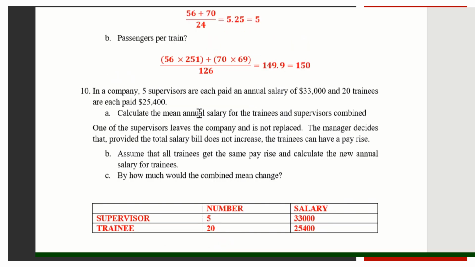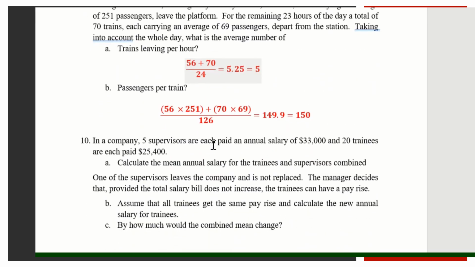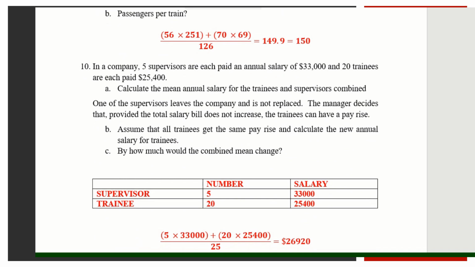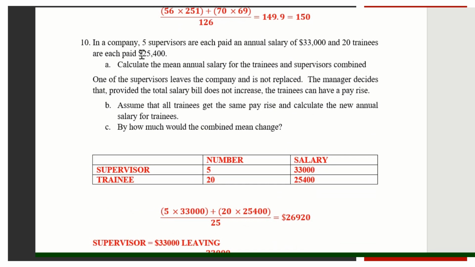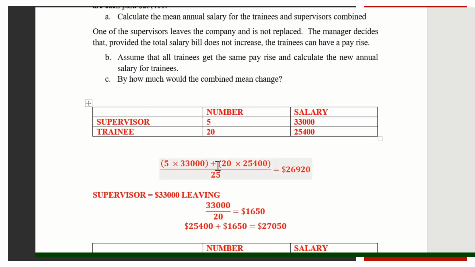In a company, okay, so you pause, get it done, then play and continue, okay? In a company, 5 supervisors are paid 33,000. So you put it into a table, easier for you to see. 20 trainees are paid 25,400. Calculate the mean combined. So 5 times 33,000 plus 20 times this, divide by 25. Total number 25. You will get this.